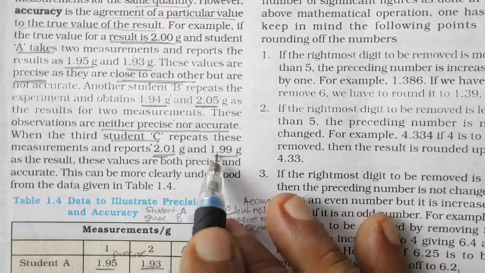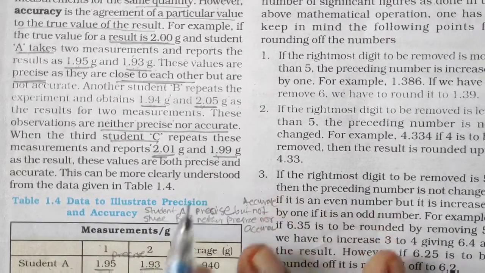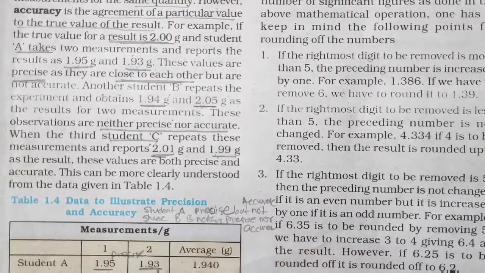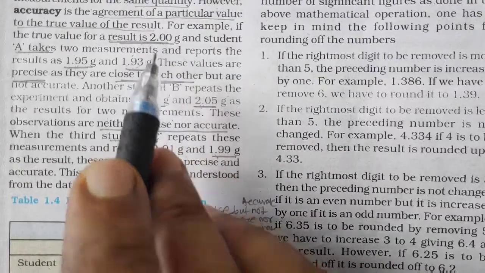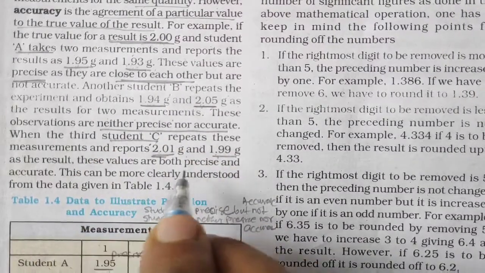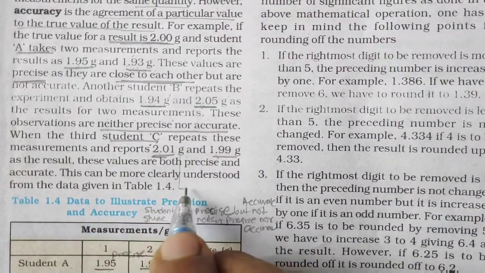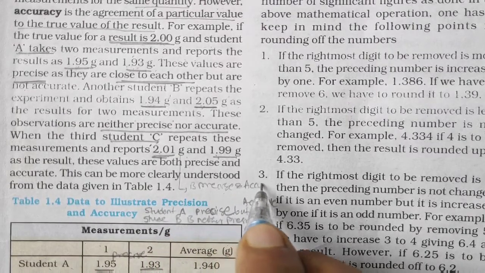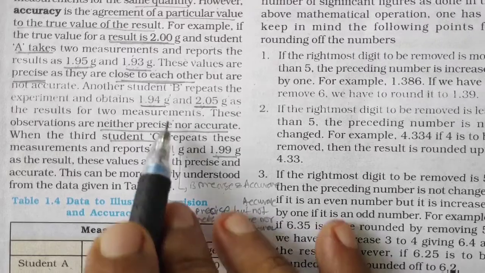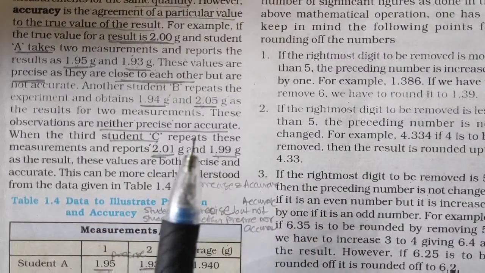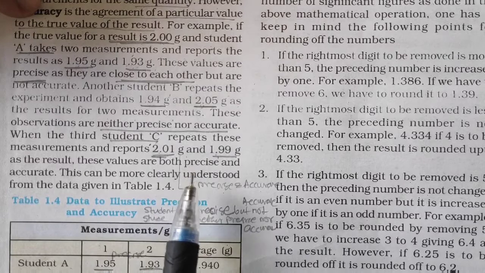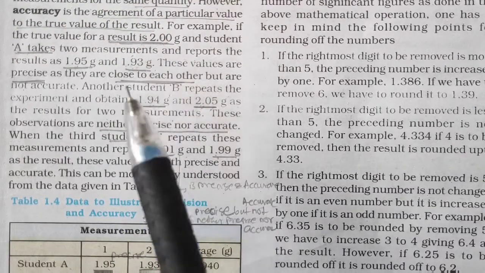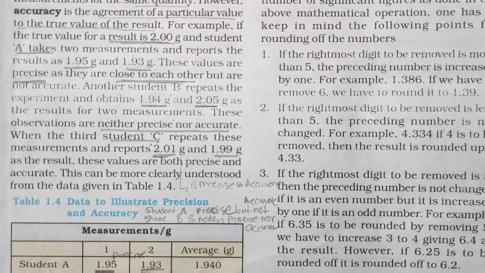Now when we talk about student C, in this case, repeating the measurement, they get 2.01 and 1.99. Now these are close to each other, so we can say they are precise, and also nearer to the 2.0 value. So student C is precise and also accurate. Understood this part? So this is precision and accuracy. Precision means closeness and accuracy means the nearest value to the true value. Understood? So this was all about precision and accuracy.